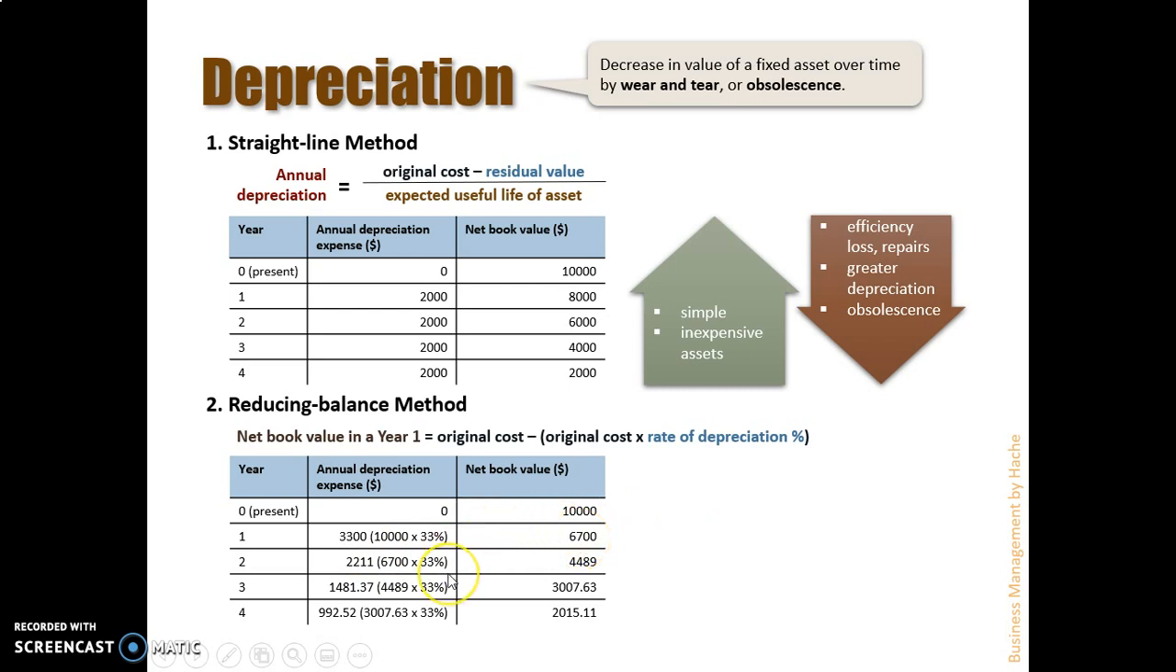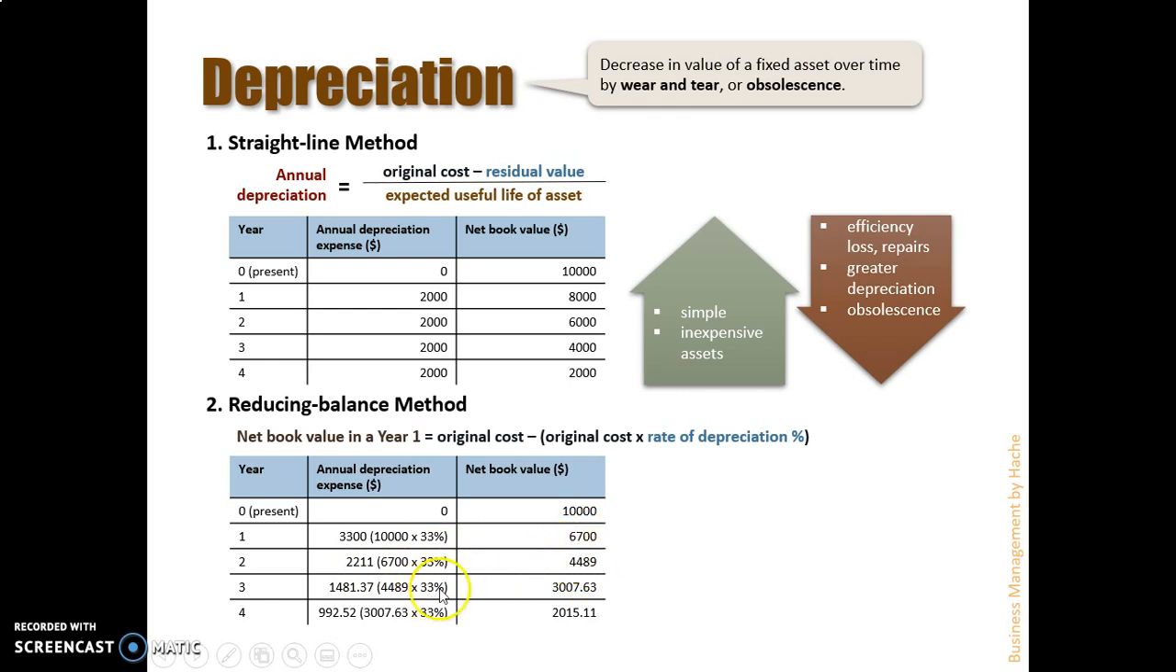Then for the following year, you're not using the original cost. You're using the net book value of year one to get the net book value of year two. So you again multiply this by the percentage, you get the new annual depreciation expense, and you subtract it from the previous net book value. You get this number. Same process.